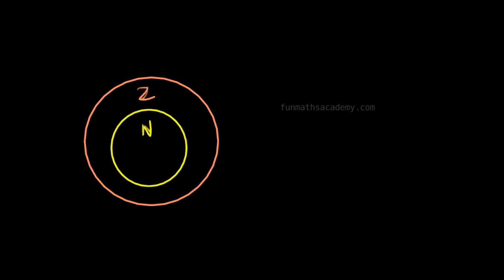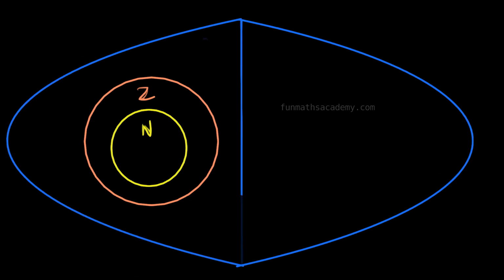So now we can see that the set of all natural numbers is a subset of the set of all integers. The set of all integers is a subset of the set of all rational numbers. The set of all rational numbers is a subset of the set of all real numbers. The set of all irrational numbers is a subset of real numbers, but the set of all natural numbers cannot be a subset of irrational numbers.